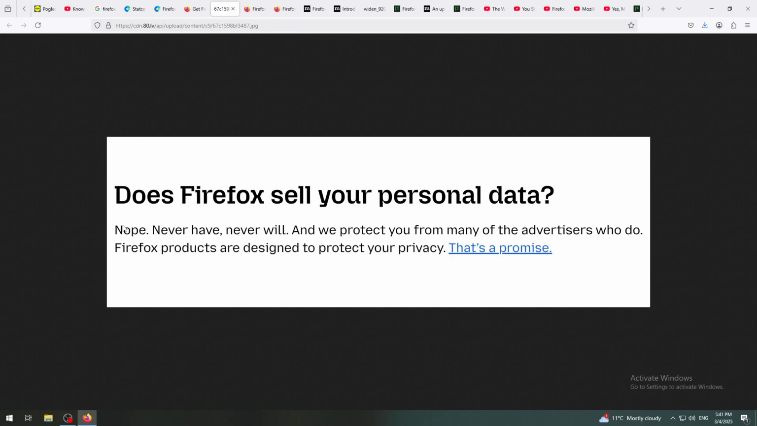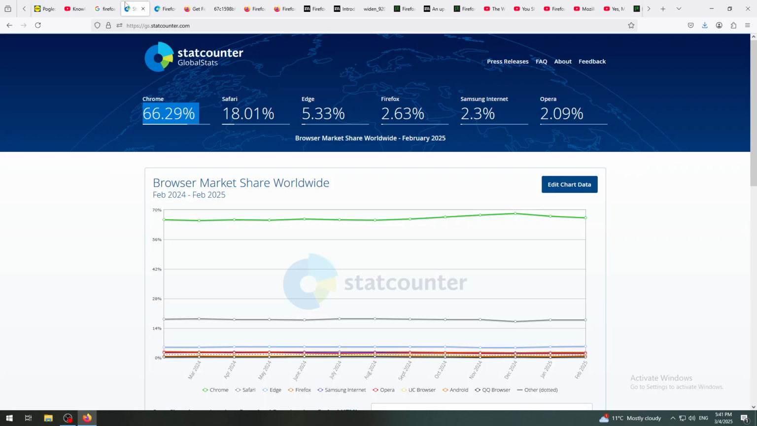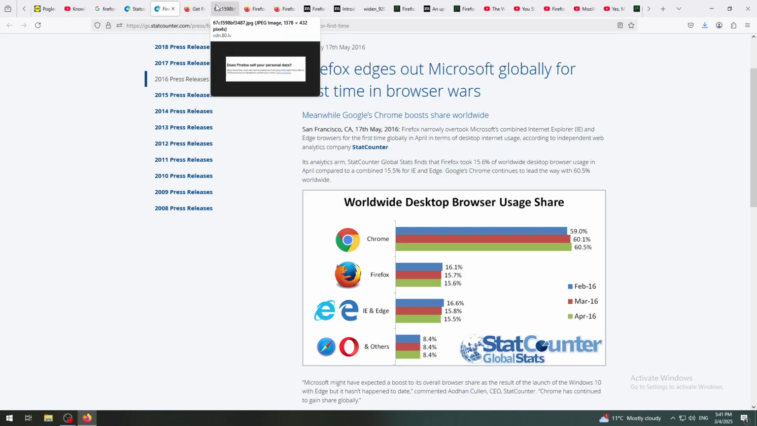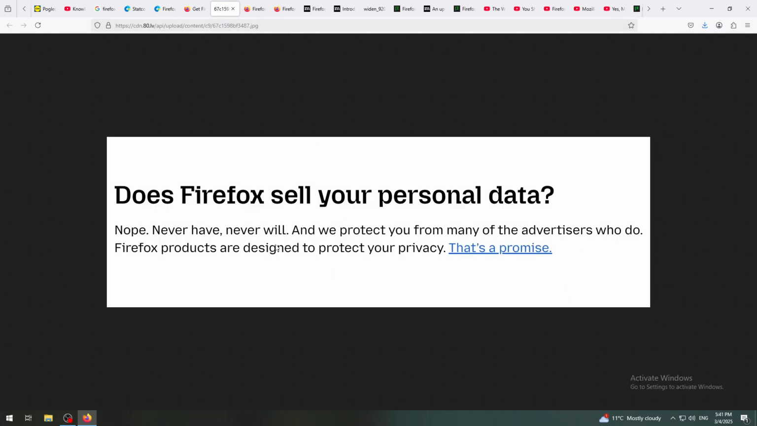Let's read it. Does Firefox sell your personal data? Nope, never have, never will. Firefox never sold your data and never will. That's very, very important for the indie community, for indie users, developers, and so on. So for the people who respect their privacy and data and don't want to gamble with it and don't want to share it just like that. That's why those percentages were 16% earlier. Because people had trust in Firefox.